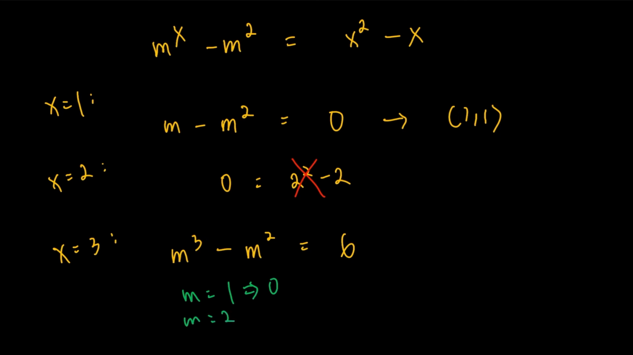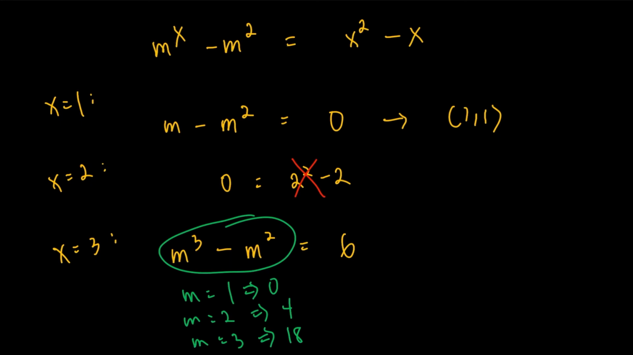If m equals 2, that's going to give me 4, right? Not quite. If m equals 3, that's going to give me 18. All right. I think it's not going to work because the left-hand side, this equation, is actually an increasing function. So it's not going to work in this case. So apparently for x equals 3, it's not going to be possible.